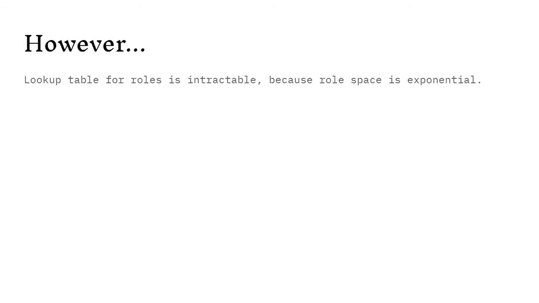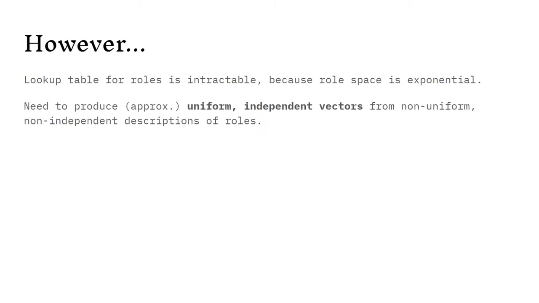There's one issue compared to what we were doing before, which is that our role space is intractable. We can't make every vector for it. We can't create a lookup table for every role, since the role space is exponential. So we need to introduce approximately uniform independent vectors that are produced from non-uniform, non-independent descriptions of roles.